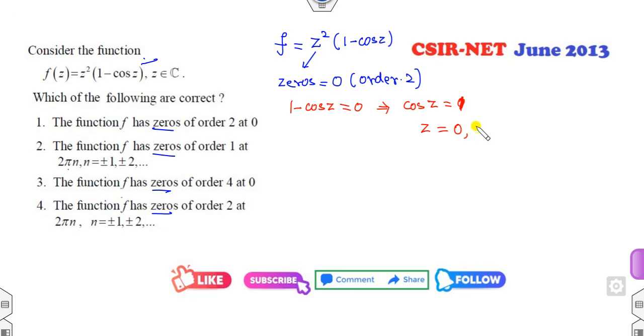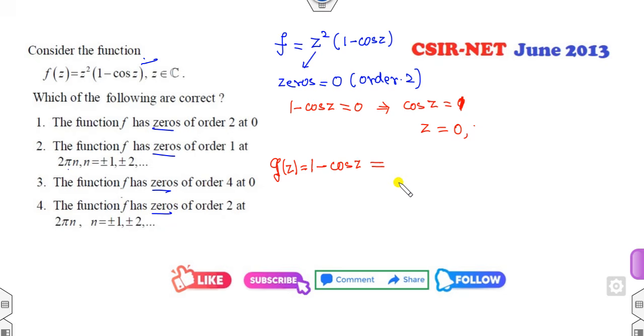Cos 0 is 1. Then the next value will be at what value of z so that cos z will be 1? It is 2 pi, then 4 pi, and so on. Fine. Now you can see how many orders you have. How can you check the order? 1 minus cos z, if I consider this as my g.